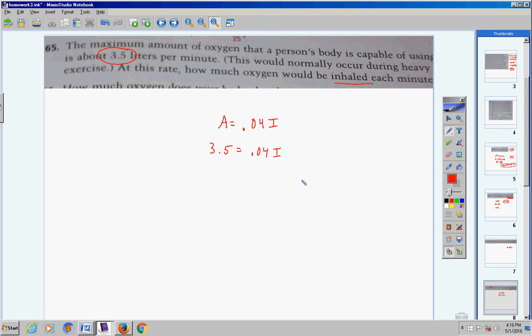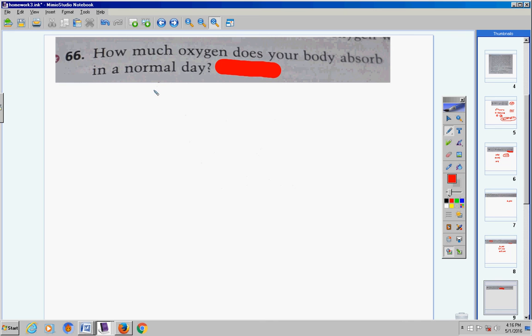So we're going to divide both sides by 0.04. And if we take 3.5 divided by 0.04, we're going to get 87.5, which is the correct answer. I've already checked that. 87.5 liters is how much you inhale in 1 minute to get 3.5 liters of oxygen that you're going to use. All right, number 66 now.